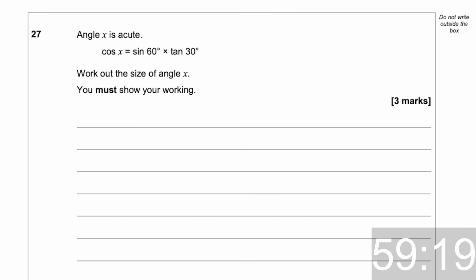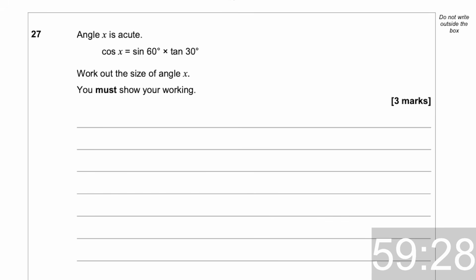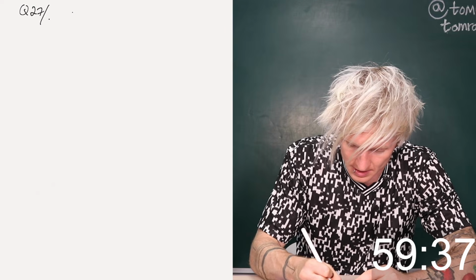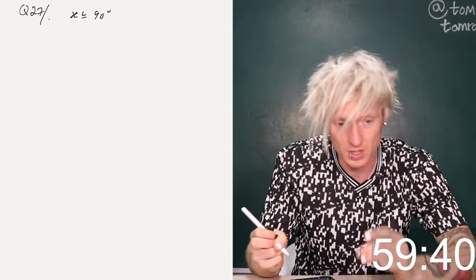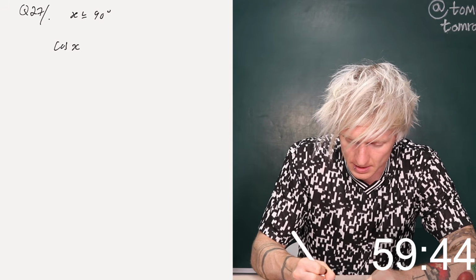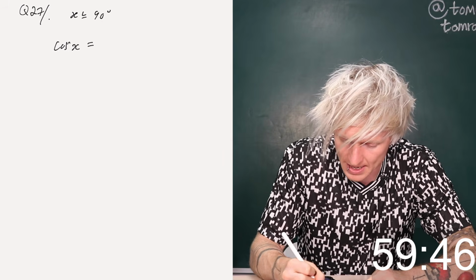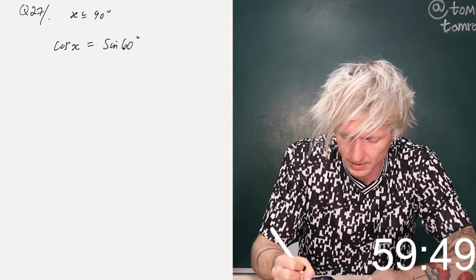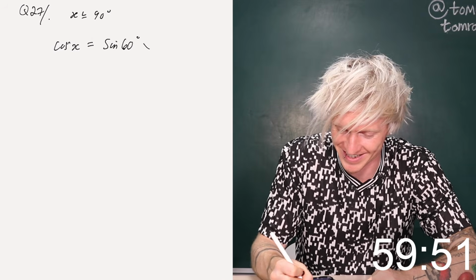Question 27. I hope this isn't never ending and it's just like some kind of sick joke. The questions never end. Okay, angle x is acute, so that means it's less than 90. I had to remember that. So let's note that one down before I forget. So x is less than 90 degrees. Okay, and then we're told that cos of x is going to equal sine of 60 degrees times tan of 30 degrees. Nice, okay.